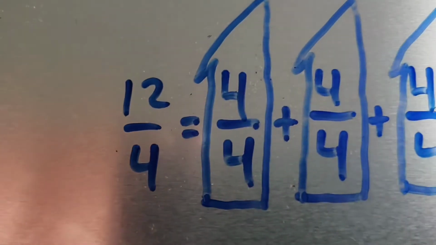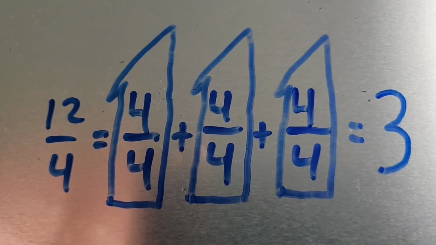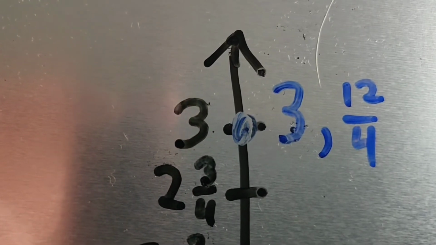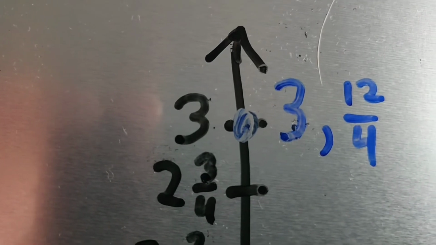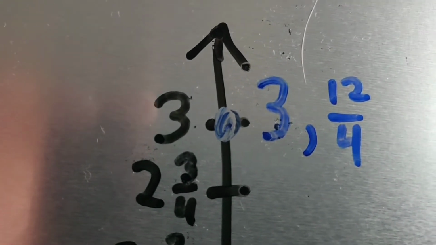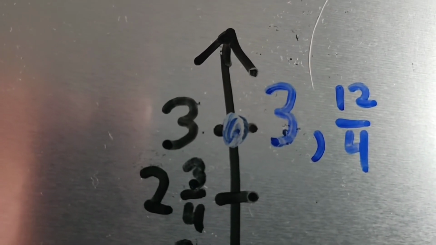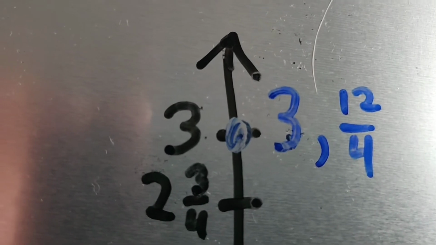So on our number line, we're going to put 12 fourths next to where we have the point for 3 wholes. And there I've done that. So notice I put a comma after the 3 we already had there, that we already plotted there. And now I've plotted 12 fourths there because 12 fourths is equivalent to 3. It's the same thing. So they go at the same point on the number line.